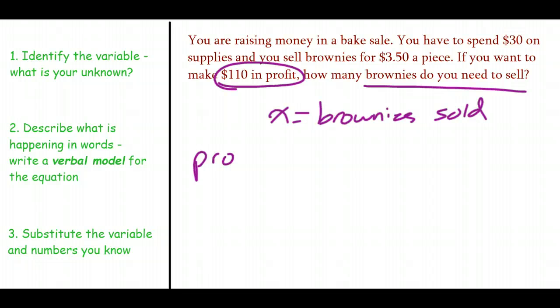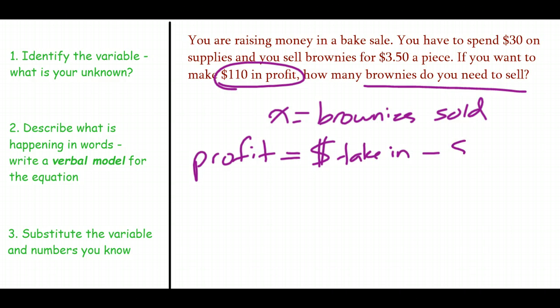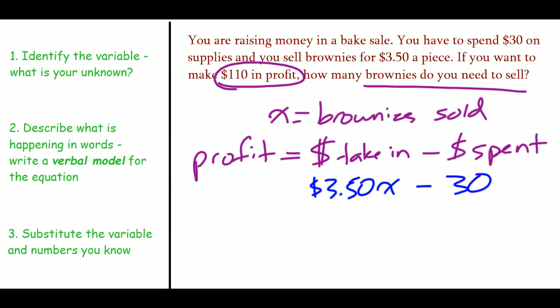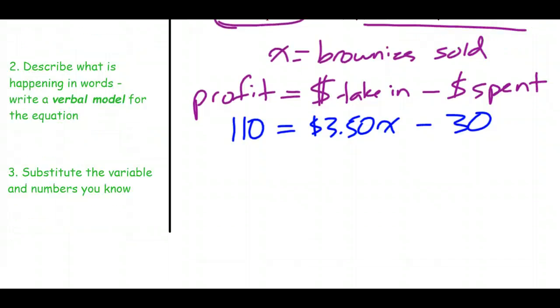So the amount of profit that we make in any case is going to be the total amount of money that we take in minus whatever money we have to spend. So in this case, the money that we take in is $3.50 per brownie, and the money that we spend is $30. The profit that we want to make is 110. So the amount of money we take in for the brownies, 3.50 times x, minus the $30 we've spent, has to be equal to 110.